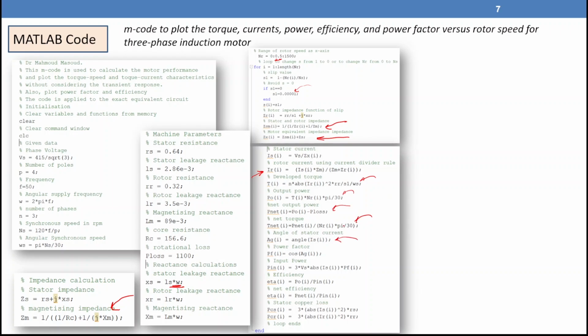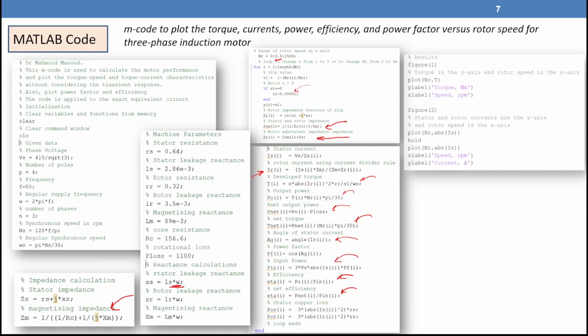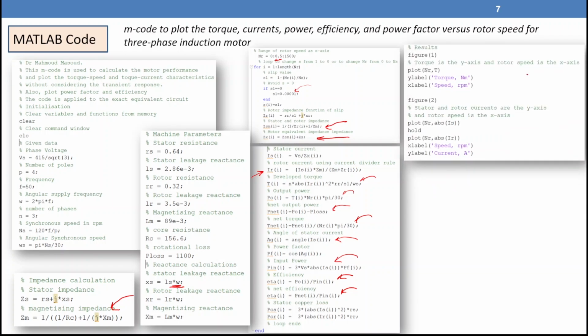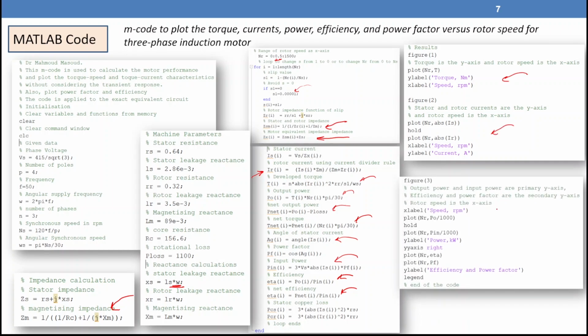the angle of the supply current to calculate the power factor, where the power factor is cosine of this angle, power input and the efficiency for the delivered power or developed power and the efficiency for the net power. And also we can calculate the stator copper loss and rotor copper loss. That one for each slip. When the loop ends, we are going to plot torque speed characteristics and torque current characteristics, and also we can have torque power characteristics, power input, power output, efficiency, and power factor.